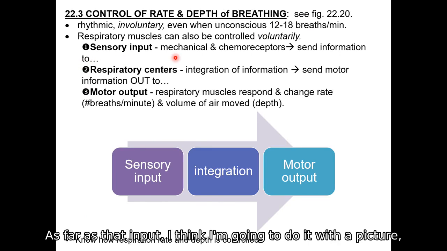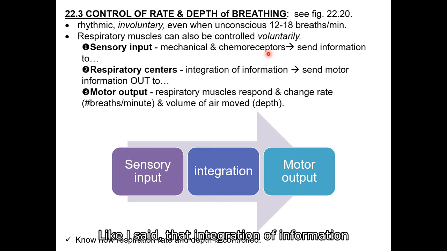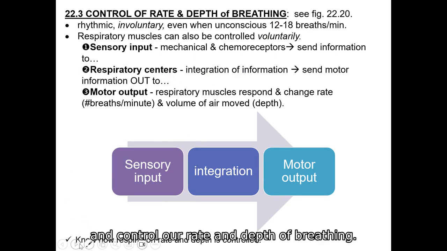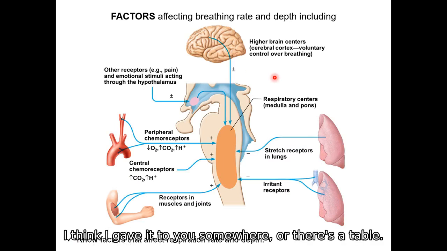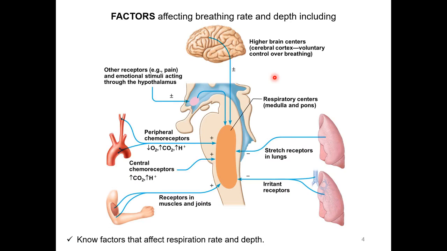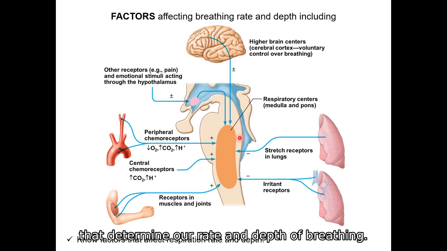As far as that input, I think I'm going to do it with a picture, but we have mechanical and chemoreceptors. Like I said, that integration of information is what's going to send that motor output and control our rate and depth of breathing. All right, I like a picture. I think I gave it to you where it's somewhere, or there's a table. All right. So there's a lot of things that go into the respiratory center that determine our rate and depth of breathing.